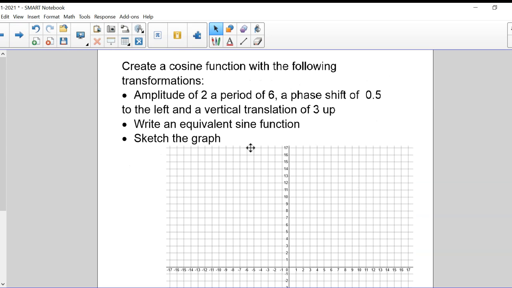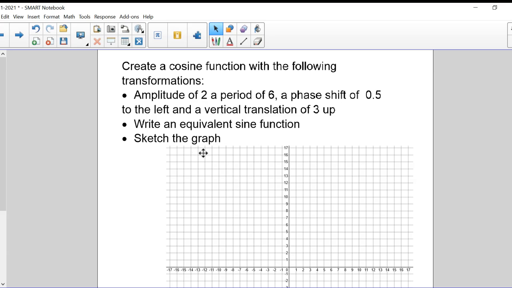We're not given a graph. In fact, now we have to actually graph for ourselves. It says create a cosine function with the following transformations. The amplitude is 2, the period is 6, the phase shift of 0.5 to the left, and a vertical translation of 3 up. Then we have to write an equivalent sine function, and then we have to draw our own graph. All right, that's not something we've done before, but doesn't mean we can't do it.